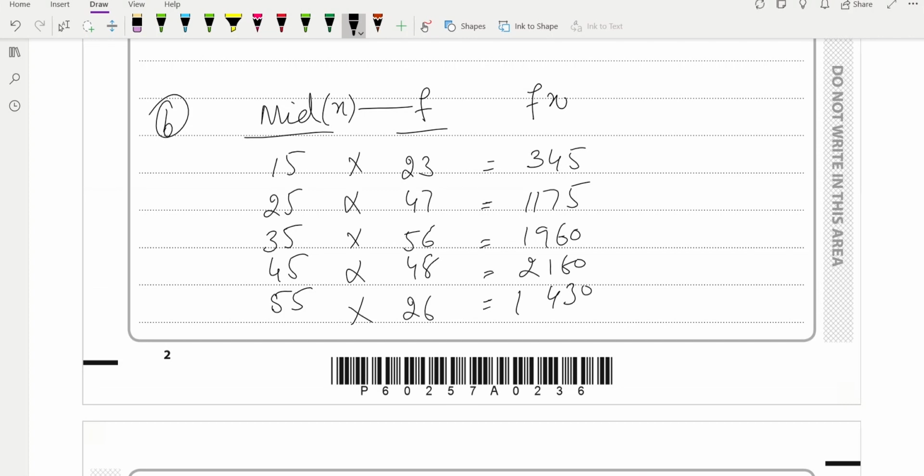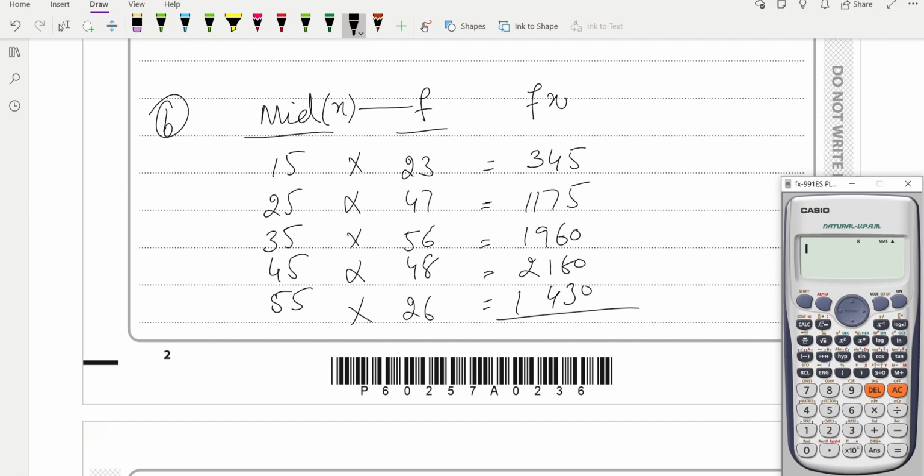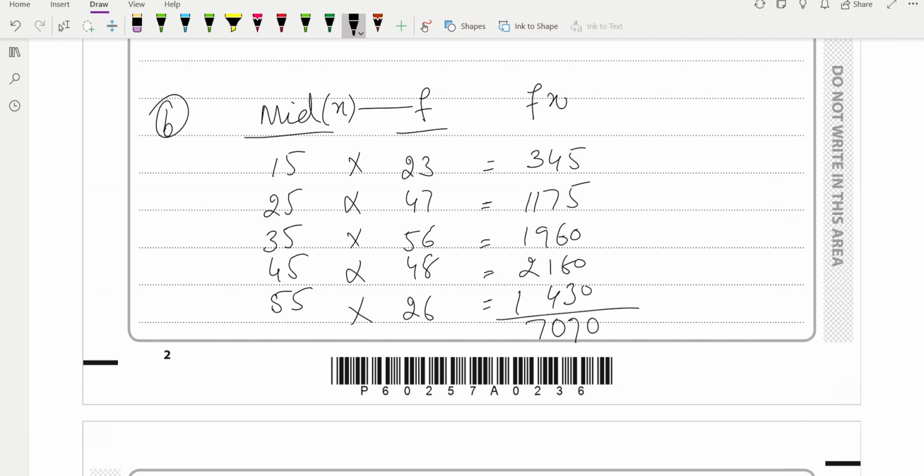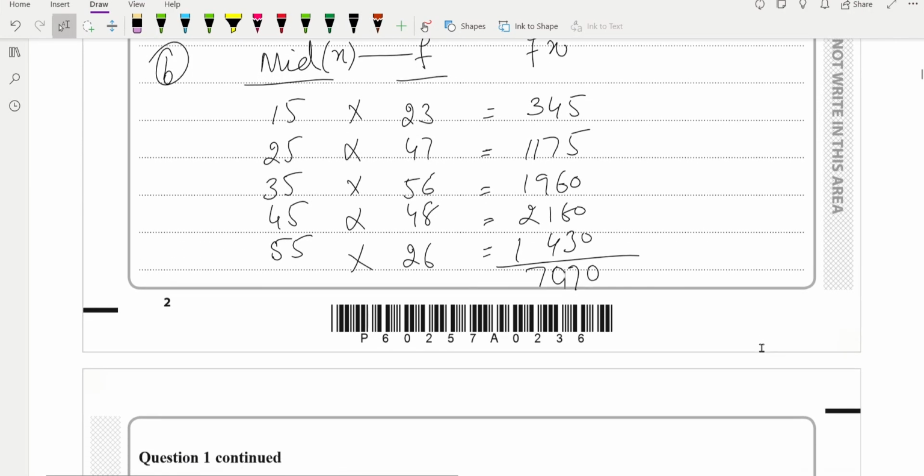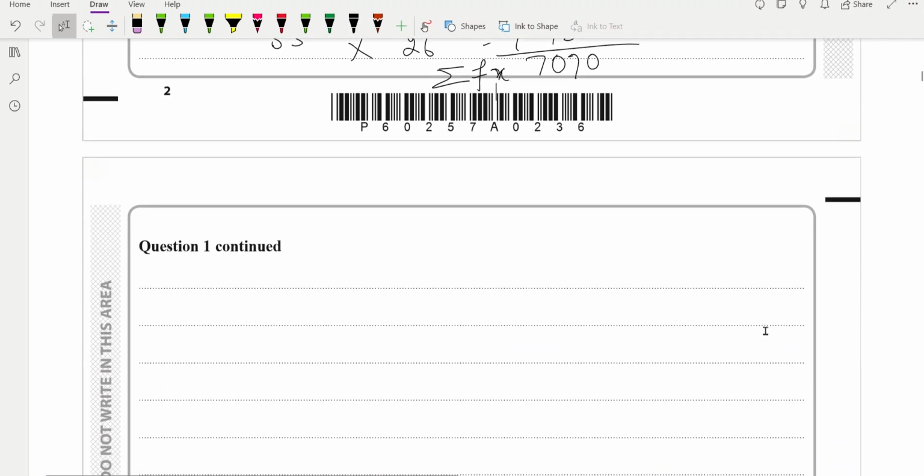Then we can find the total of this, which is sigma fx. We add 345 plus 1175 plus 1960 plus 2160 plus 1430, which is equal to 7070. 7070 is our sigma fx, which we have written over here, and on the next page we can write the formula.